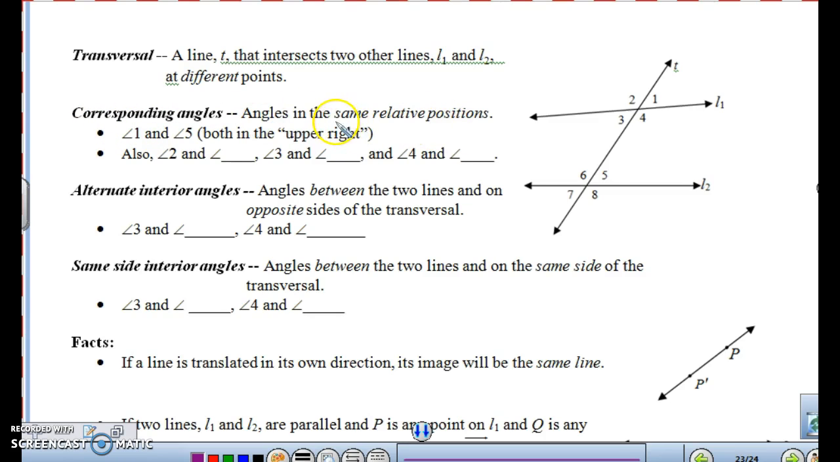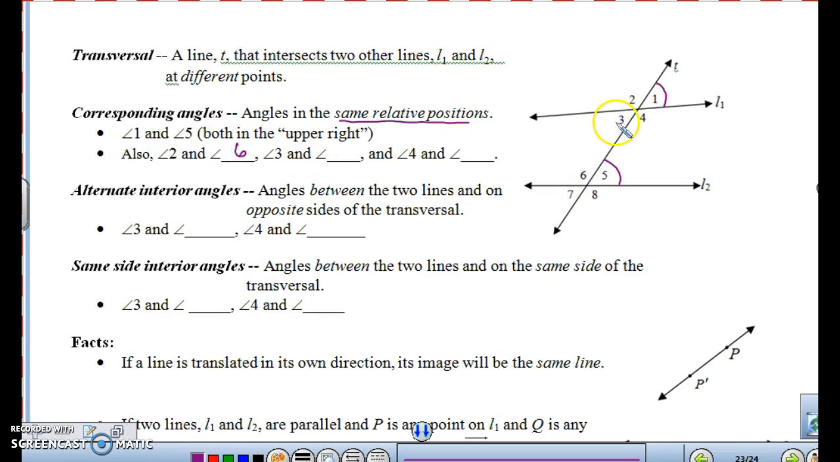Corresponding means angles in the same relative positions, or else in the same place on the lines. So if I look at angle 1 right here, and I look at the other line, what angle is in the same place on the other line? Well, this one's in the upper right on this line. Angle 5 would be in the upper right on that side. So what angle would be corresponding to angle 2? Well, 2 is on top of the line here, so it should be angle 6. Angle 6 is right there.